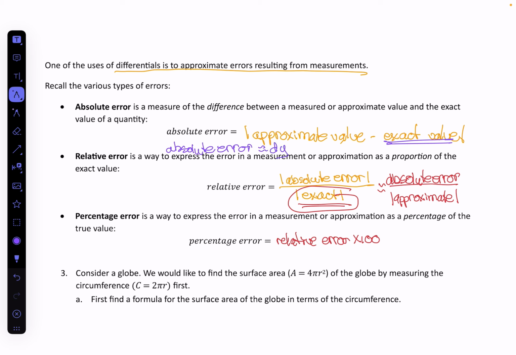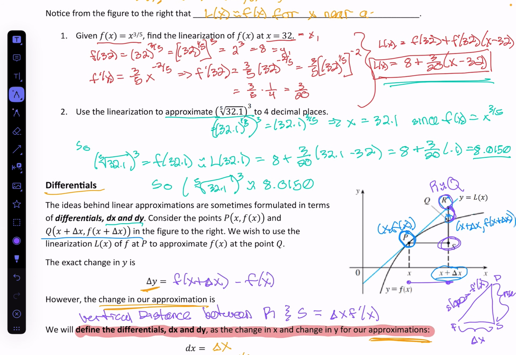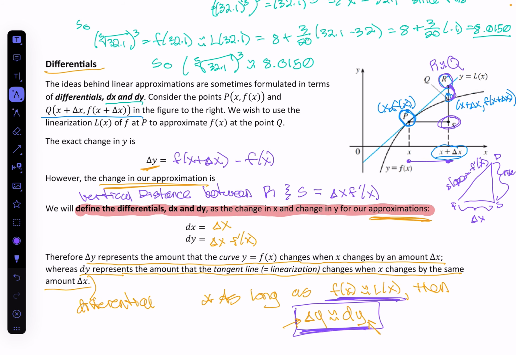So the absolute error is going to be approximated by dy. The reason for this is partially because of what I said at the end of the previous video. If f of x is close to L of x, then that's going to mean that the exact change in y is close to what the differential dy is. Now the error is this amount. The change in f of x is that amount, and the dy value, the differential value, is this whole amount.